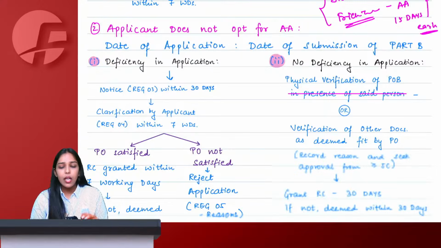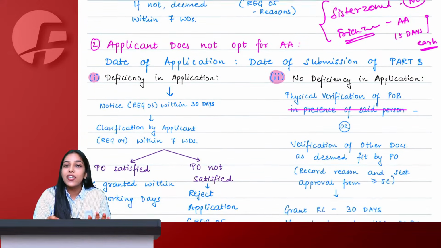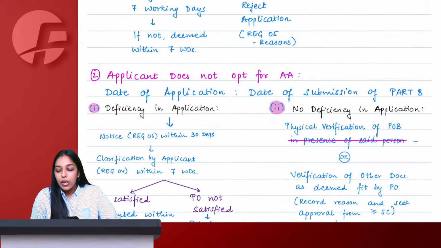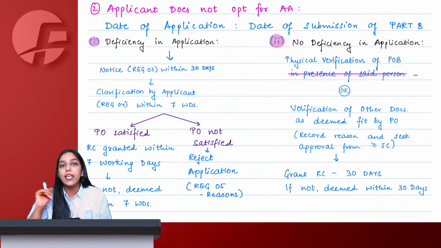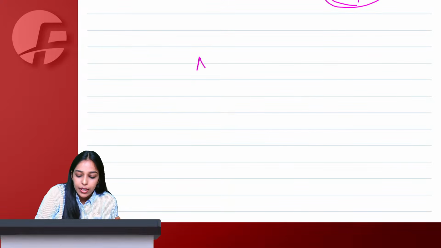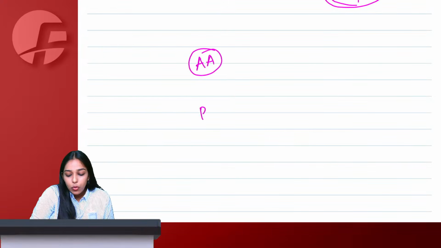Got it, ma'am? Now in this case, Aadhaar authentication is not there. Okay. So now there are two possibilities. One, there is a deficiency in the application with respect to other things, or there is no deficiency in the application. Now understand, if I am not doing Aadhaar authentication, then the officer will do my physical verification.